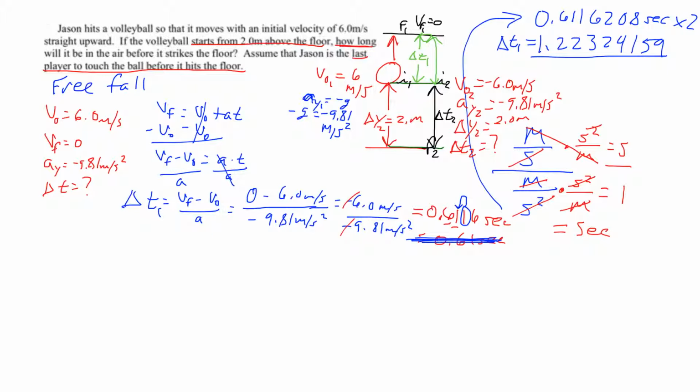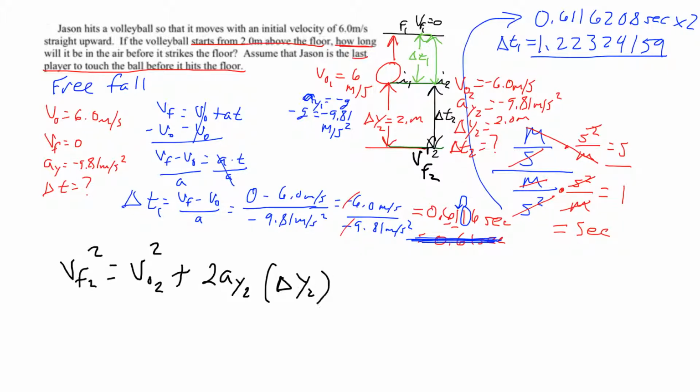So I think let's skip the quadratic formula and go without. Let's figure out what the final velocity is down here for trip 2 and then use that. So we're going to say the final velocity squared of trip 2 is equal to the initial velocity of trip 2 squared, plus 2 times the acceleration in the y-axis times delta y of trip 2.